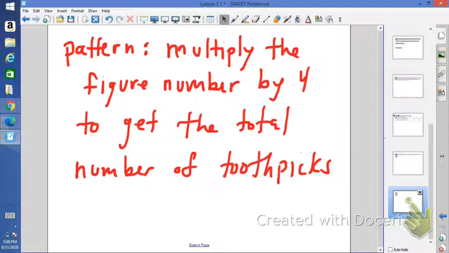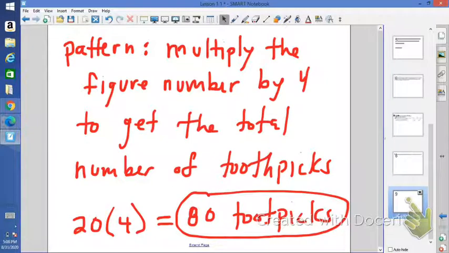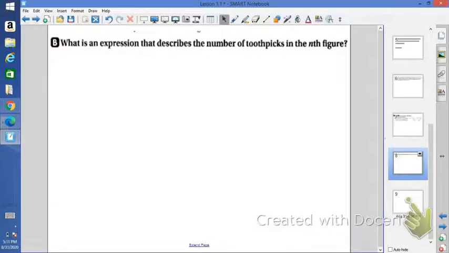And so the problem asks, in the 20th figure, how many toothpicks would there be? The 20th figure, we're going to write down 20. We're going to multiply that by 4. 20 times 4 gives us 80. So 80 toothpicks is how many toothpicks would be in the 20th figure.